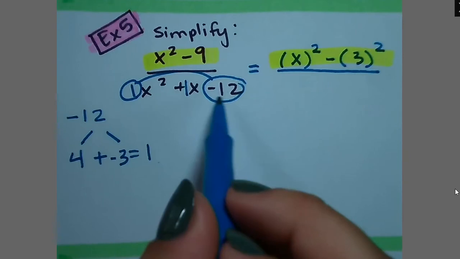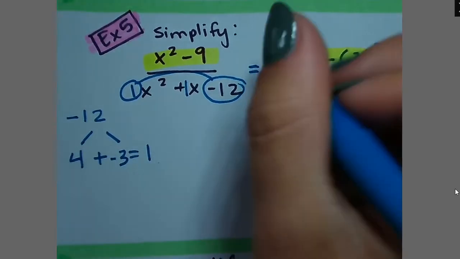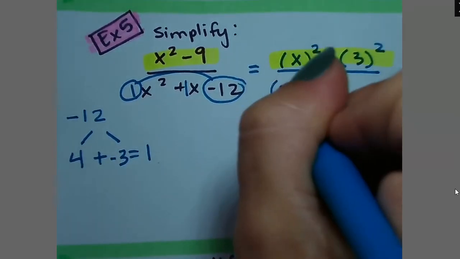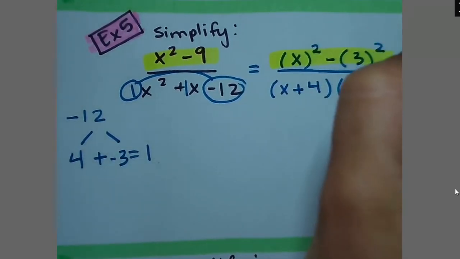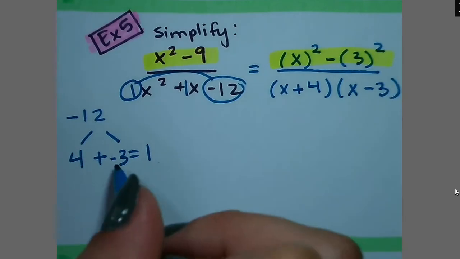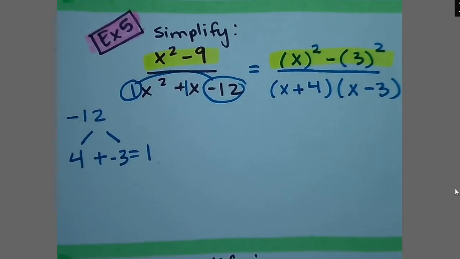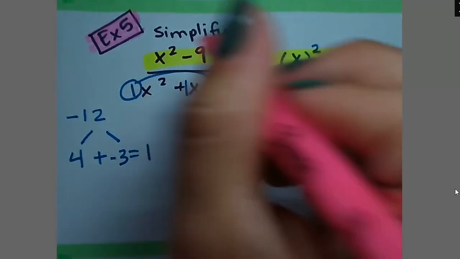Again, since there's a 1 in the front, we can just jump straight to the factor form. X plus 4 times x minus 3, because that was a negative 3 there. Okay, so again, this is the bottom factored.